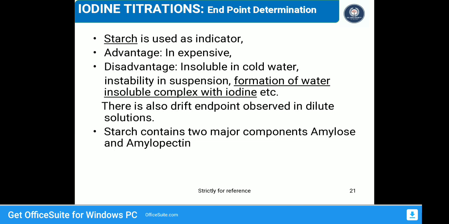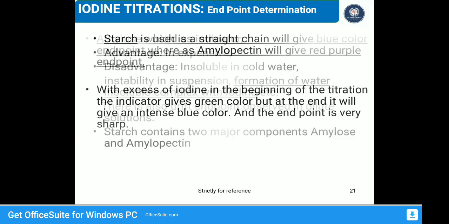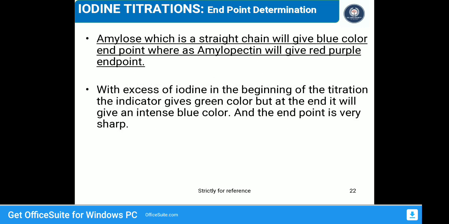Starch contains two major components, amylose and amylopectin. The presence of amylose and amylopectin will affect the endpoint coloration. How does it affect? Amylose, which is a straight chain, gives a blue color endpoint, whereas amylopectin gives a reddish purple endpoint. With excess iodine in the beginning of the titration, the indicator gives a green color, but at the end it gives an intense blue color, and the endpoint is very sharp.